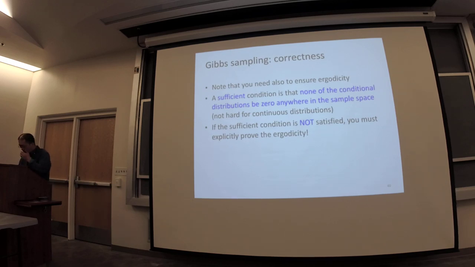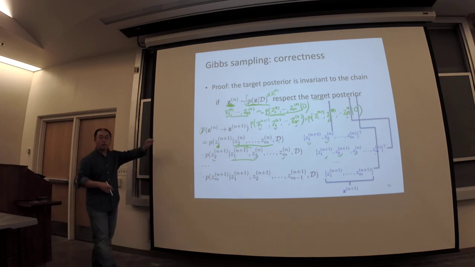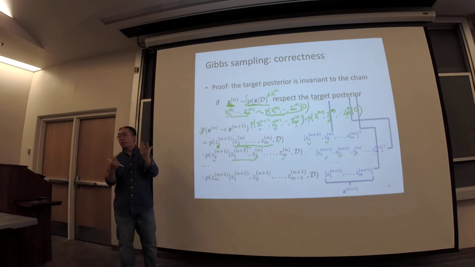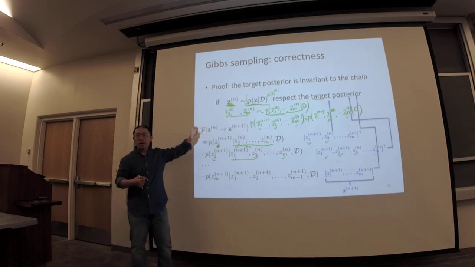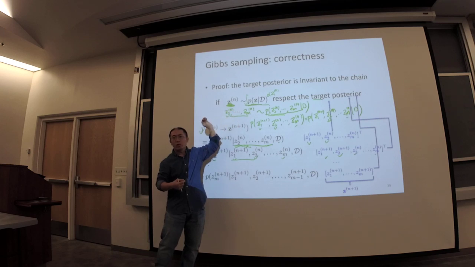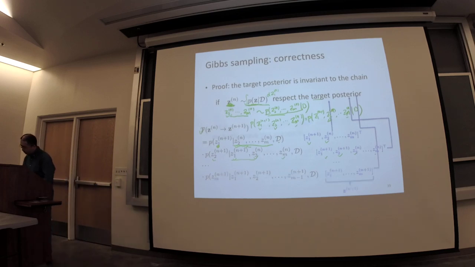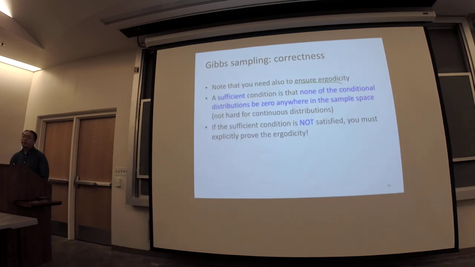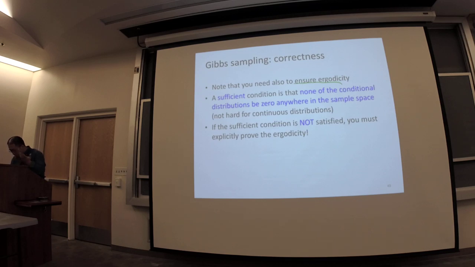So the first part is proof, right? We show that it is invariant to the target posterior. If your sample is generated from the true posterior, then through this Gibbs sampling step, the new sample will also follow the true posterior. So it's invariant. That's good. But next, we need to show that your chain is ergodic, right? Otherwise, if you switch to another initialization, it might converge to a totally different distribution, not the true posterior, right? And here, you need to be careful.